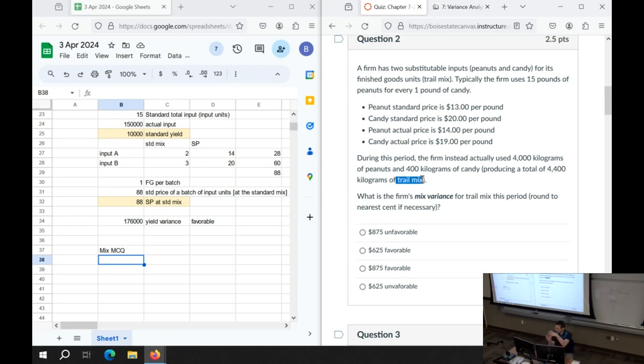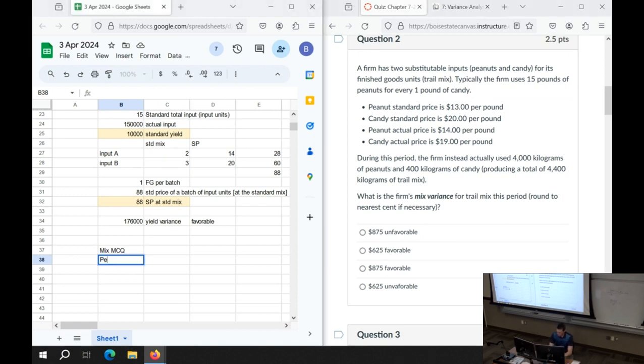You only have so much space in a bag of trail mix, and so the inputs you put in there are substitutable, peanuts and candy in this case. And so we use 15 pounds of peanuts for every 1 pound of candy. Typically, the firm uses. What's meant there is you're supposed to interpret this as the standard mix. That's our standard mix. Perhaps it's not said as clearly as you'd like, but that's going to be our standard mix.